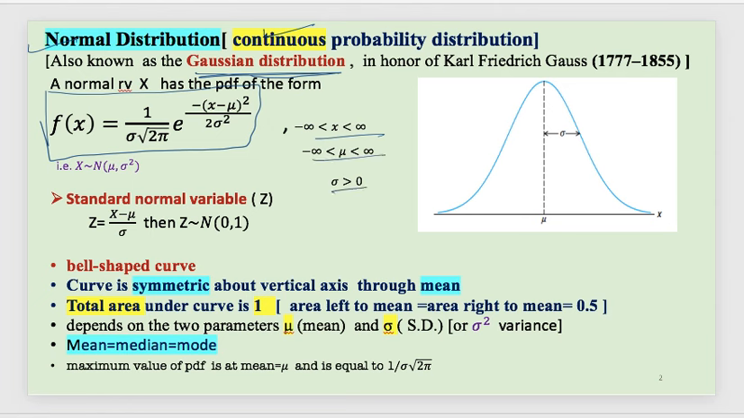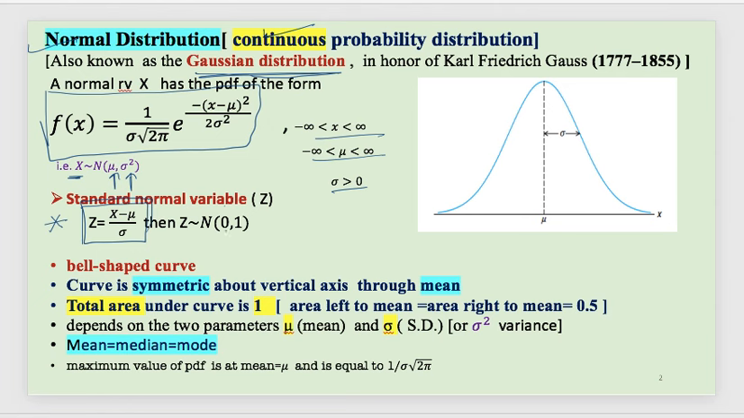Now one important result is the standard normal variable. A non-standard normal variable, which is denoted by capital X, has two parameters, mu and variance, or sometimes we can write standard deviation also. And the standard normal variable is written with this formula. It is an important one because whenever we want to switch from x to z, we will use this formula.